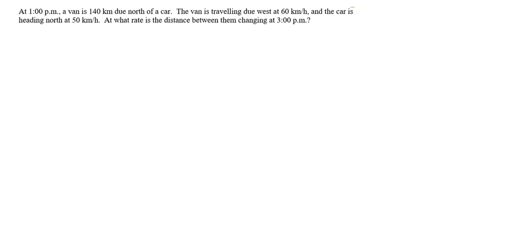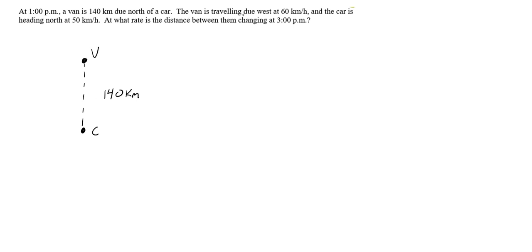All right, so let's do this piece by piece. At 1 p.m., a van is 140 kilometers due north of a car. So let's just get that on paper. We have a van, call it V, and we have a car, and at the beginning they are going to be 140 kilometers apart. So that's like our starting point.